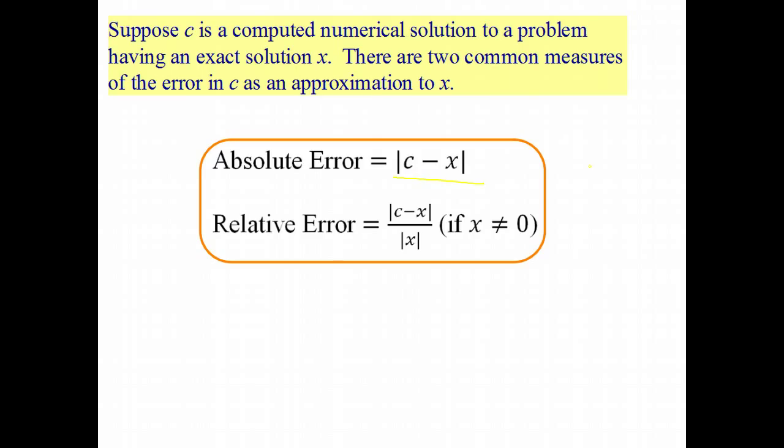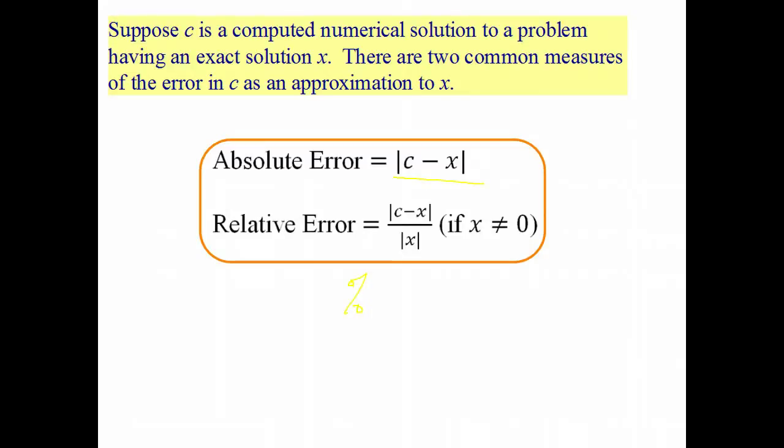So how far off are we? The relative error is typically going to be given as a percent. We take the absolute error and divide by the exact solution. And this at times will give us a more meaningful error. It depends on the situation. Sometimes an absolute error is more meaningful than the relative error.